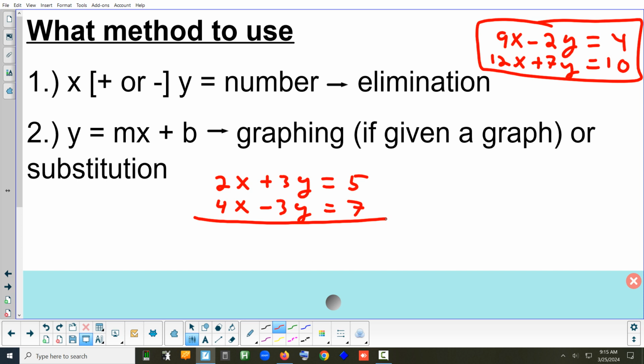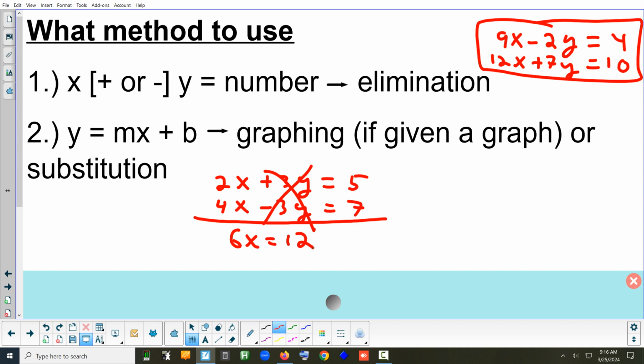Okay. When you add these up, which letter cancels out? Y. Yep, the y's are gone. And you're left with, what's 2x plus 4x? 6x. And what's 5 plus 7? That must be 13. 12, sorry, 12. Okay, so we get 6x equals 12.